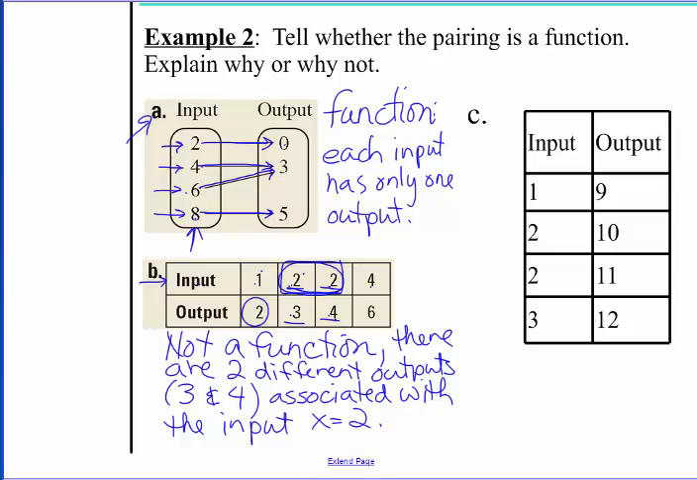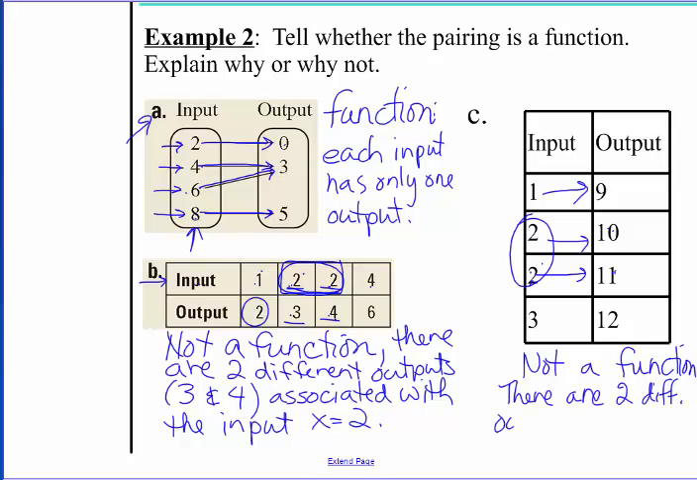Now we can look at part C. We're looking at our inputs. Okay, the 1 has a 9. Now we have two 2's. Okay, the 2 is considered one input, and it has two different outputs associated with it, a 10 and an 11. So because the 2 is the same input with two different outputs, this is not a function. And you would use the same reasoning. There are two different outputs, 10 and 11, associated with x equals 2.